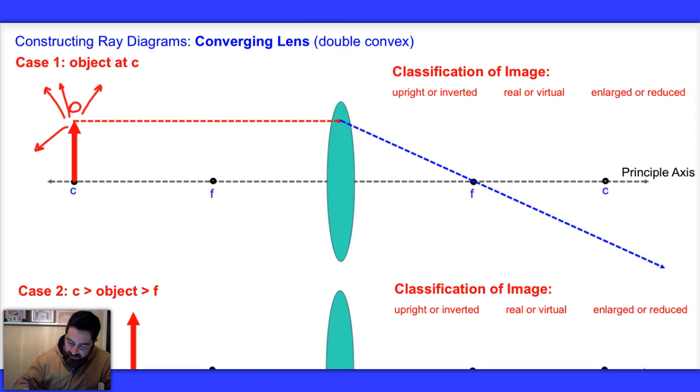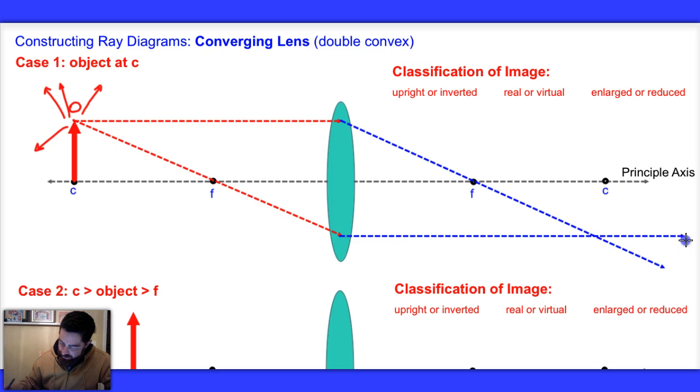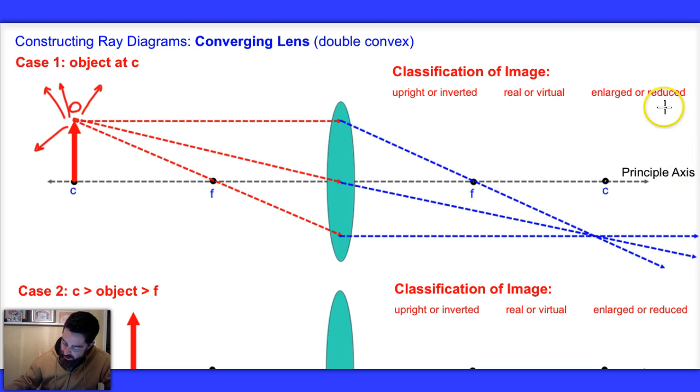The second principal ray is the ray that passes through the focal point on the way to the lens. I've drawn that one in here, and we'll see that it will refract through the lens parallel to the principal axis on that other side. And then finally we have the third ray that passes through the lens at the principal axis, and we'll see that it passes straight on through to the other side. All right, so there is my ray diagram.